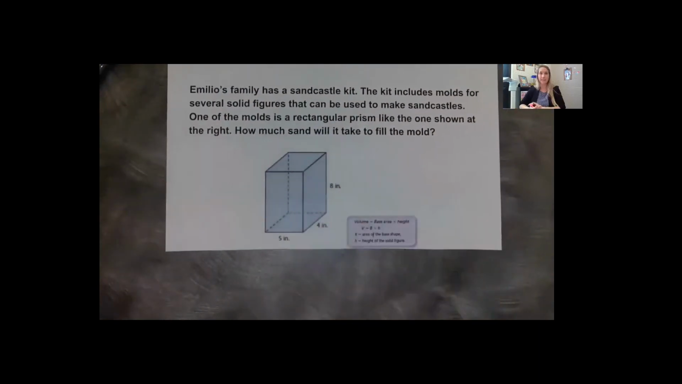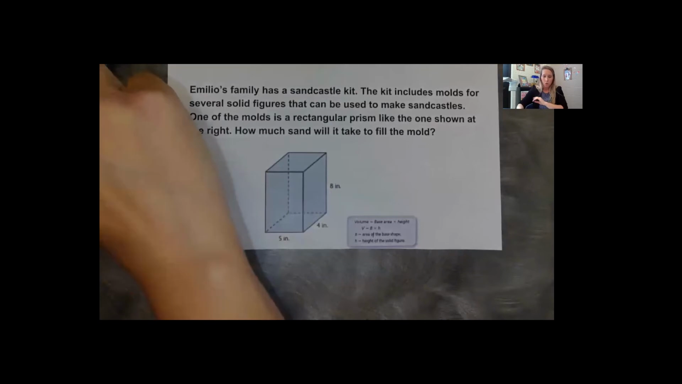Emilio's family has a sandcastle kit. The kit includes molds for several solid figures that can be used to make sandcastles. One of the molds is a rectangular prism like the one shown below. How much sand will it take to fill the mold? Let's think. The problem is asking us to find how much sand it will take to fit the space inside of the mold. What will we be measuring? What is the space inside of a mold? Of course, you're right. We will be finding the volume of the mold.